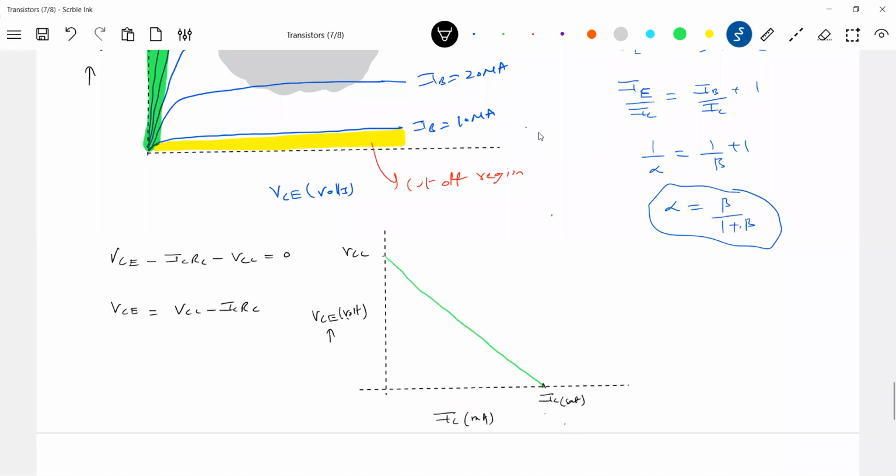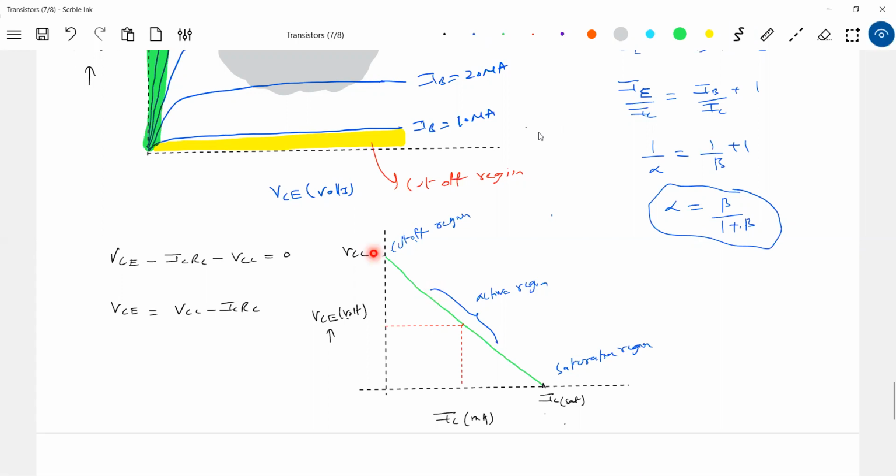Now, what is the operating or active region? The active region is at half of VCC and half of the maximum current it permits. This is called the operating region or active region, the Q point or operating point. Anywhere nearby it will become active region. What about this? This region will become cutoff, and this will become saturation.